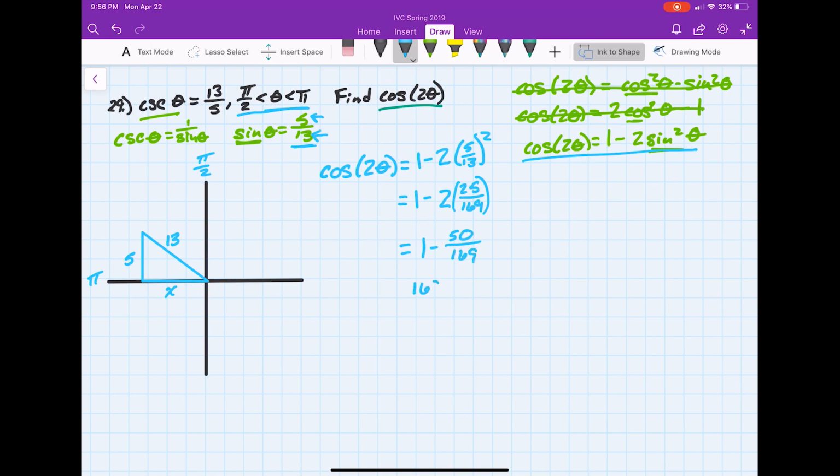Now we need to have common denominators, so we'll have 169 over 169, which would equal 1, minus the 50 over 169, which will leave us with 119 over 169. So our double angle identity gets us down to this answer. There you go.